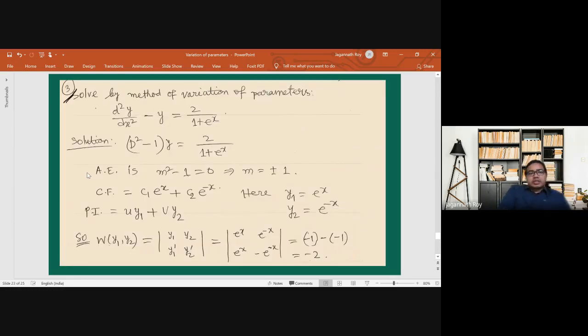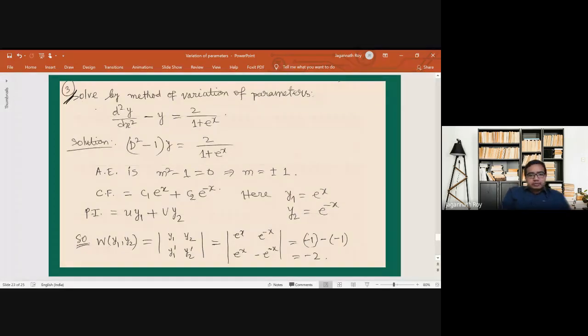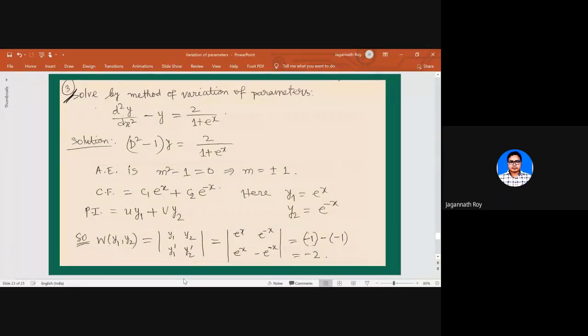So here is another example. If this equation is given, the ordinary differential equation is given this way. Note that here the coefficient is 1. If it is not 1, then we have to divide it and do the manipulation.